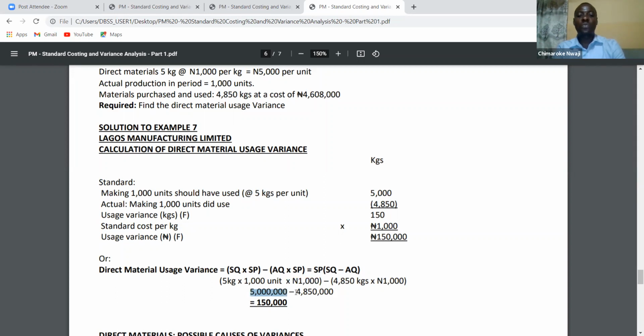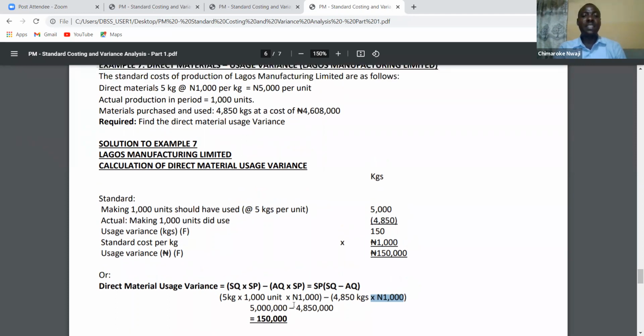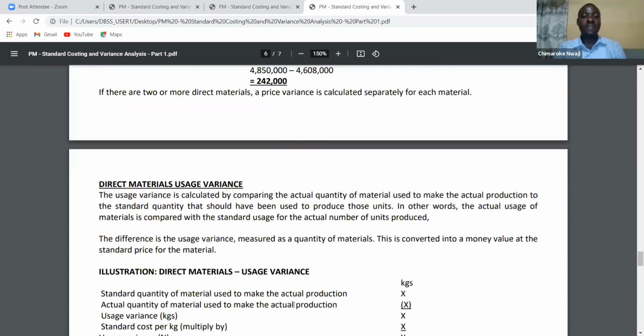And of course, this was the actual usage, but at standard cost. That gives you 4,850,000. When you look at the difference, it is 150,000. So previously we have 242 plus now 150. That will give you a total of 392. That explains this 392 we have here.